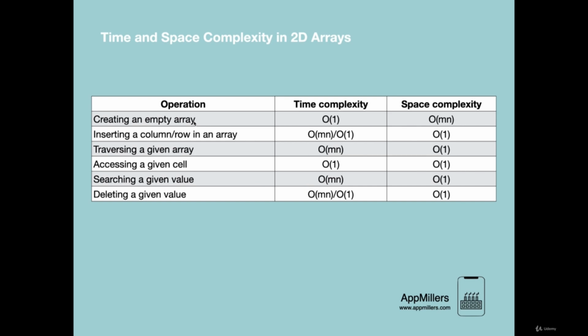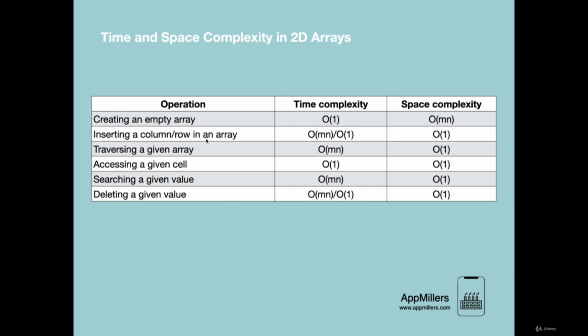So creating a two-dimensional array takes constant time complexity, and the space complexity will be O(MN). Here M is the number of columns and N is the number of rows. So we need to allocate the number of columns and rows in memory for our elements in the two-dimensional array. So that's why space complexity is O(MN). Let's continue to the next operation.